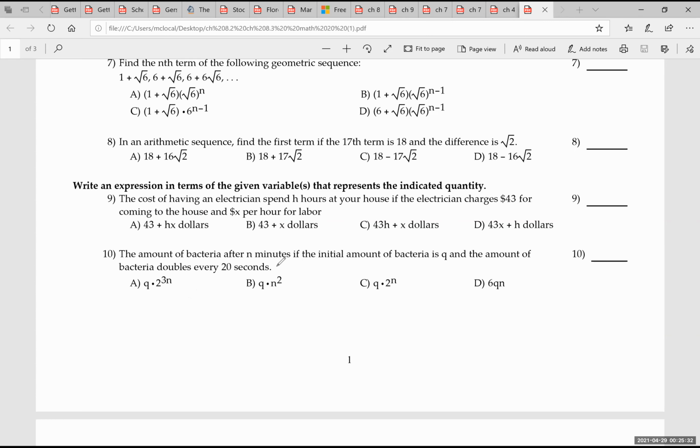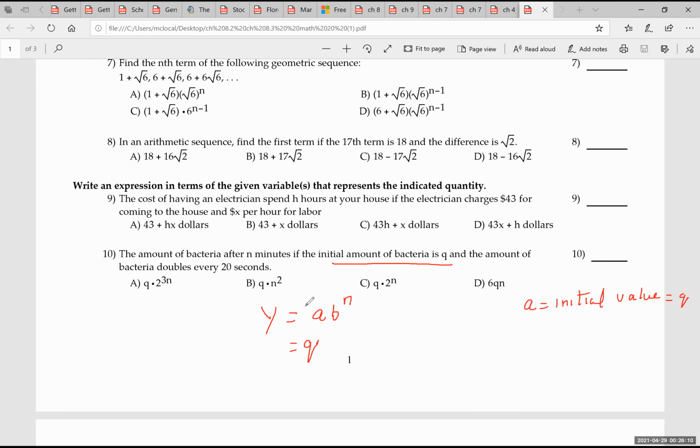Okay, the amount of bacteria after n minutes, if the initial amount of bacteria is Q and the amount of bacteria doubles every 20 seconds. So we have a formula, y is equal to a b to the power of n, because this is an exponential growth. The bacteria grows every 20 seconds, so the growth is exponential. They're giving you the initial value of bacteria as Q. So A is your initial value, and that is Q. So we got that.